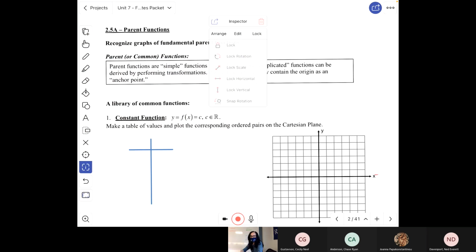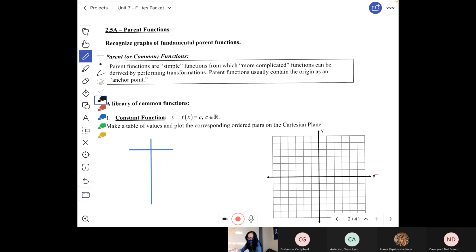The notes are in Canvas, so you should see the new notes packet in Canvas. Oh, let me go back here. Or do you mean where are the notes here? Here are the notes here.